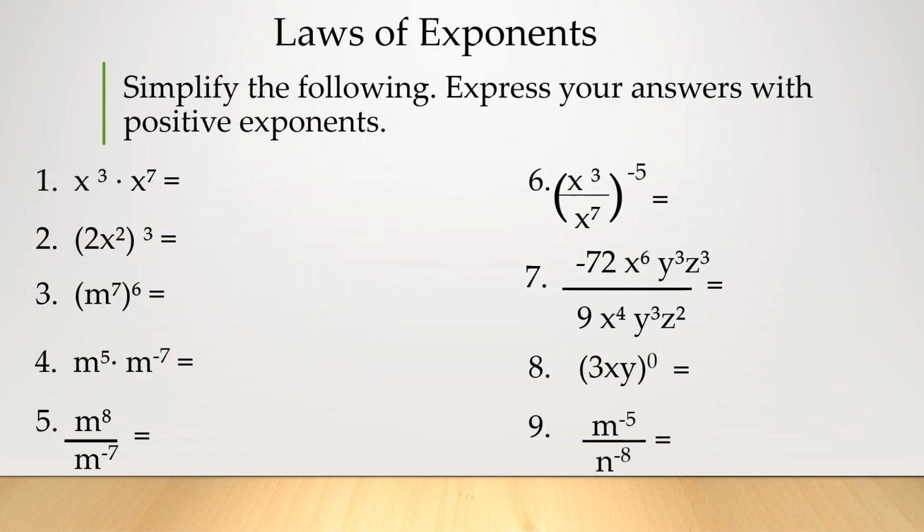So now let's apply those laws of exponents. Simplify the following, and express your answers with positive exponents. Take note of this: positive exponents. So if you got a negative, you need to change it to a positive exponent by applying the negative rule for exponents. I have here multiplication, which means the product law of exponents. If you are multiplying, simply copy the base and add the exponents. So that is x to the 10th power.